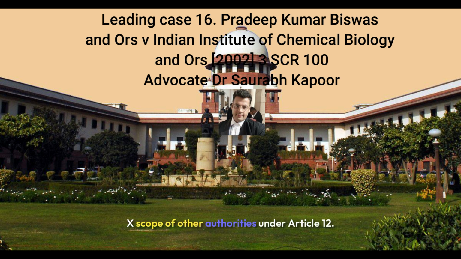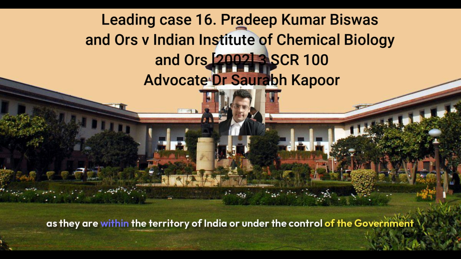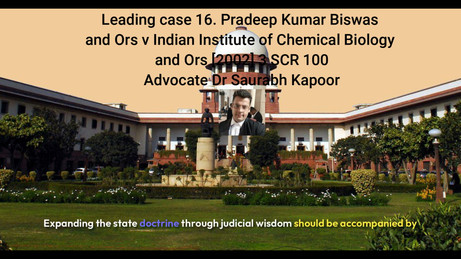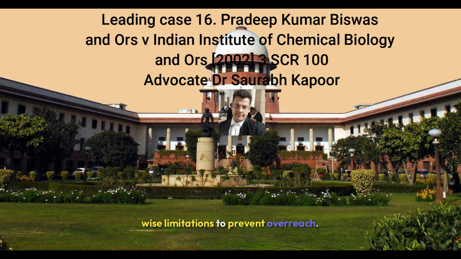Scope of other authorities under Article 12. The framers of the Constitution used the word the state in a wider sense than usual, including other authorities as long as they are within the territory of India or under the control of the Government of India. The expression under the control of the Government of India in Article 12 qualifies other authorities. 11. Limitations on expanding state doctrine. Expanding the state doctrine through judicial wisdom should be accompanied by wise limitations to prevent overreach.